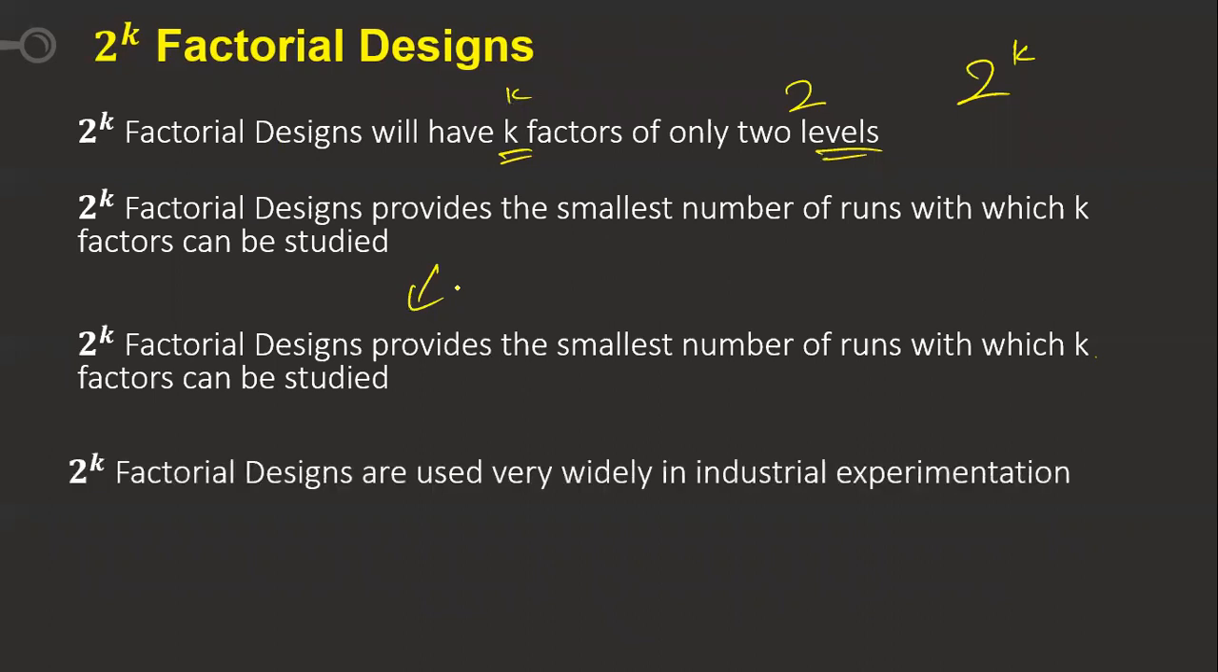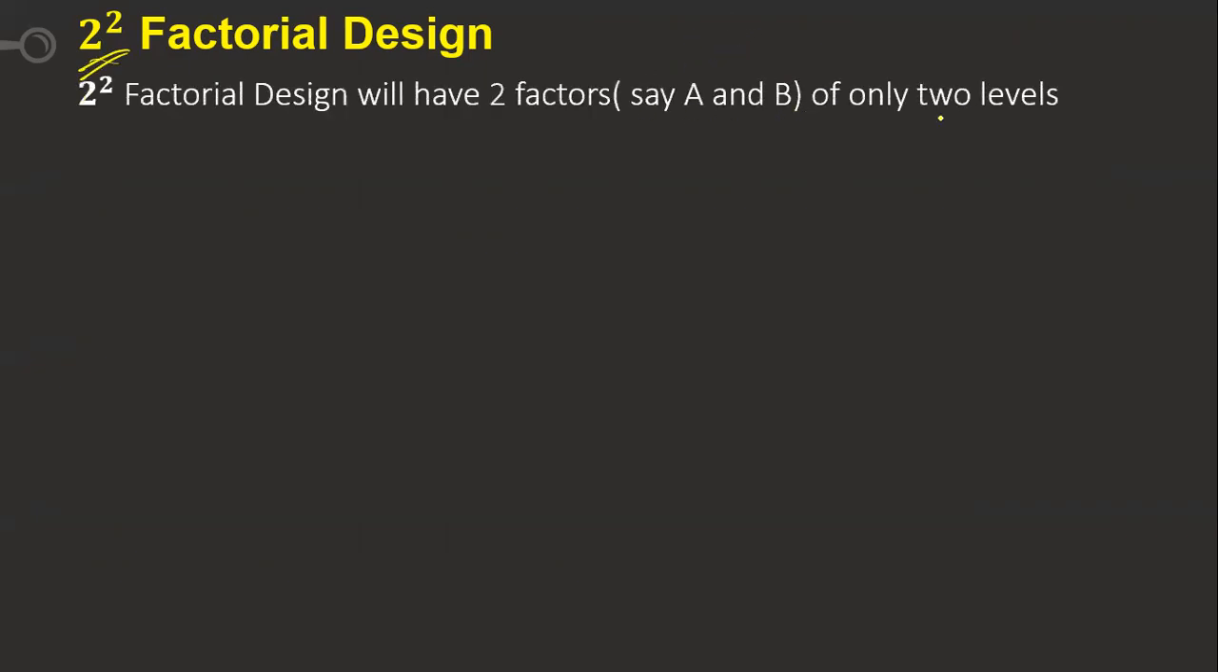These designs are used very widely in industrial experimentation. Now this is what we will be doing here: a 2^2 factorial design, and how to conduct this experiment with an example. A 2^2 factorial design will have two factors, so we call it two factors, two levels.